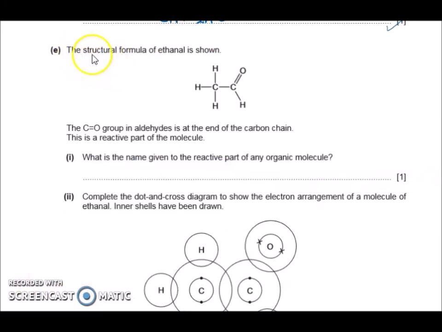This is the structural formula for ethanal, and we have here C double bonded with O at the end of this carbon chain. This is a reactive part. The reactive part means the functional group. So what is the name given to the reactive part of any organic molecule? I have explained the answer. The answer is a functional group.